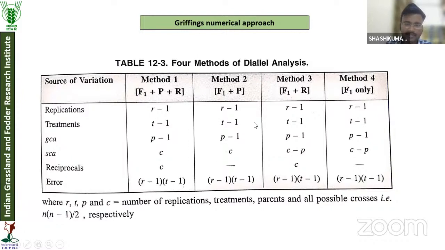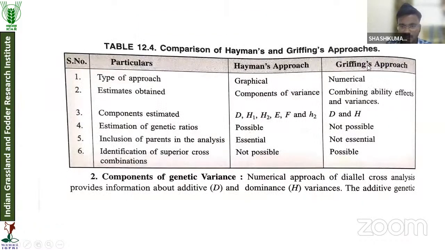So in this diallel analysis, in the graphical numerical approach, the estimates of additive and dominance variance will be estimated based on the combining ability analysis. Through components of variance, mean additive variance and dominance variance are mainly estimated from the data, from the calculation of the parents and F1s. Estimation of gene ratios is possible here, not possible there. Inclusion of parents in the analysis is essential here, not essential there. Identification of superior cross combination is not possible in the Hayman's approach, but in the Griffing approach the cross combinations can be estimated.